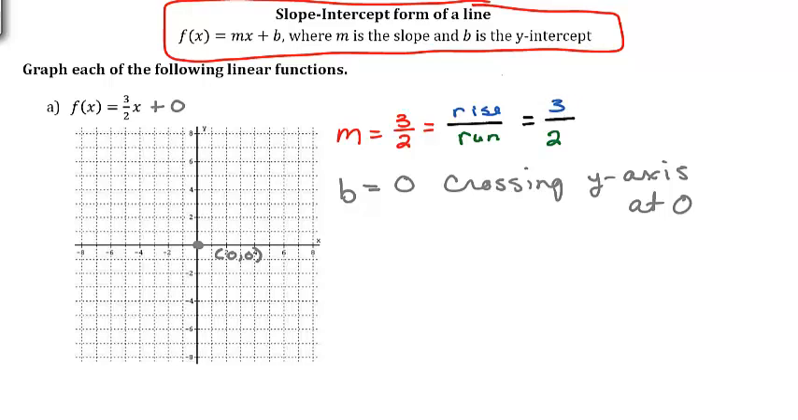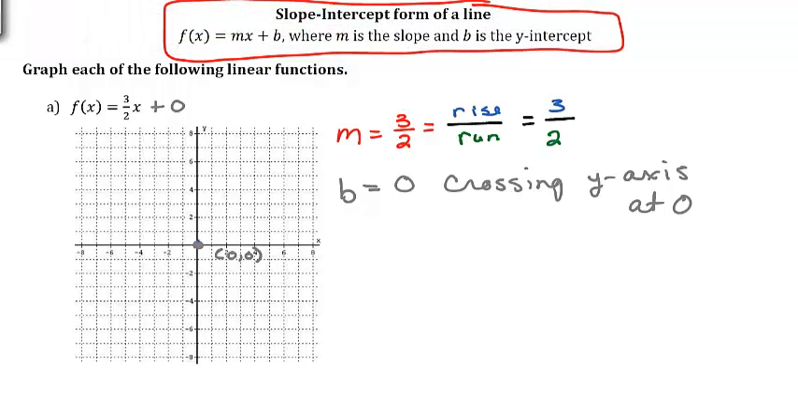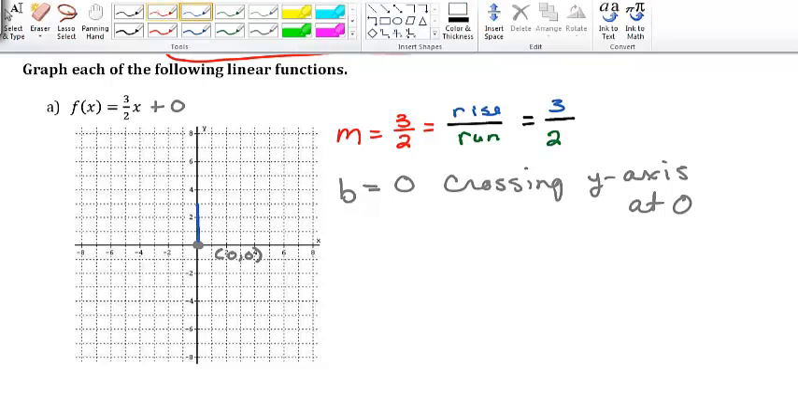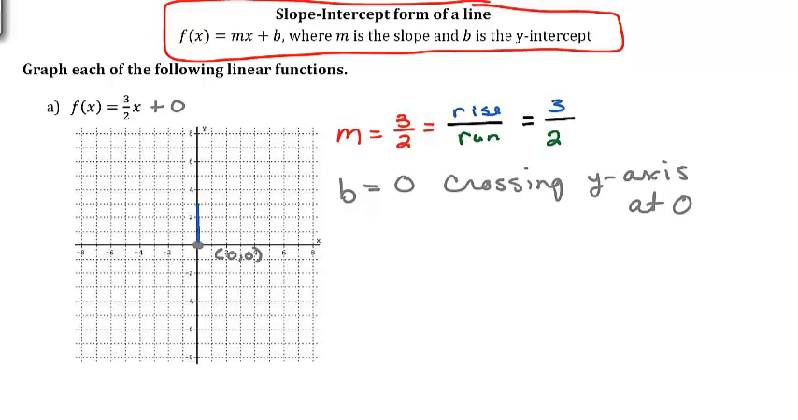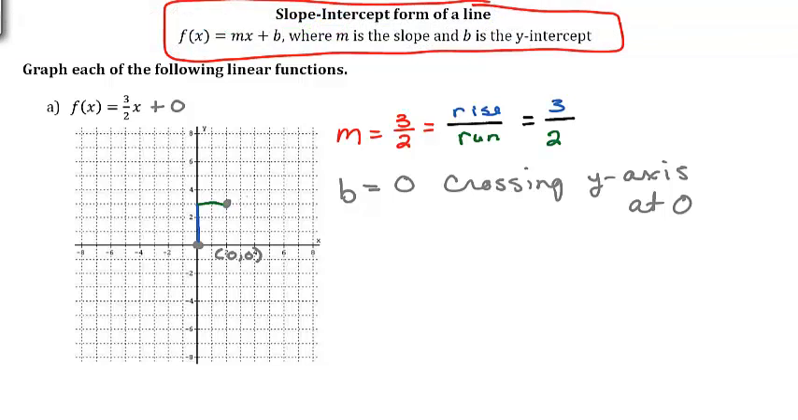And we have our slope of 3/2. So we're going to rise from that point 3. And because we rose, then that means that we need to go to the right 2. And so that gives us a new point on our graph right here. And this is the point 2, 3.